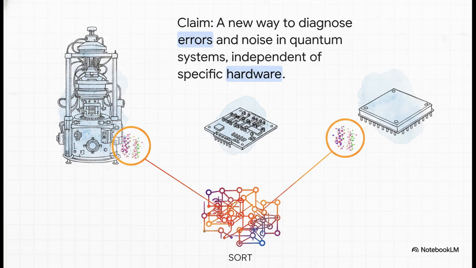And in quantum computing, SORT offers a new way to diagnose errors and noise. And because it's a structural theory, it doesn't care about the specific hardware. The diagnostics would apply to any kind of quantum computer. It focuses on the abstract math, not the physical qubits, which, as you know, is a huge hurdle in the field right now.